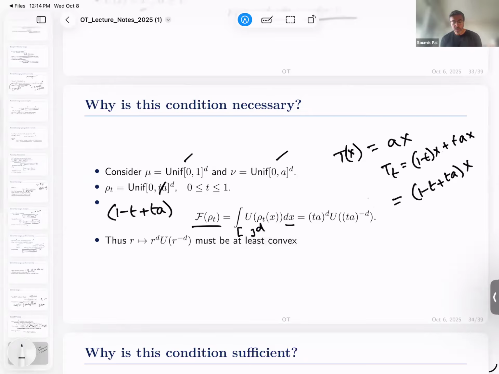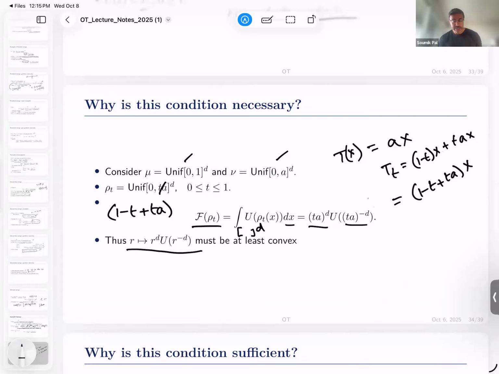And so what is the volume of the cube? That's ta to the power d. I'm still using ta here; you have to make the change for the other one. What is the density? Well, it's 1 over ta to the power d, and that's why I get this function. Over the geodesic, I get the function ta to the power d, u of ta to the power minus d. And so if over this geodesic this has to be convex, then this function must be convex. Clear?